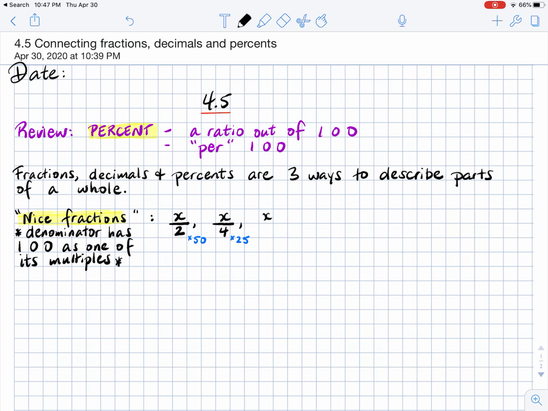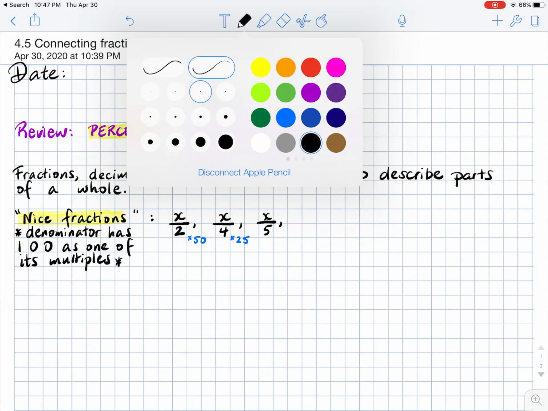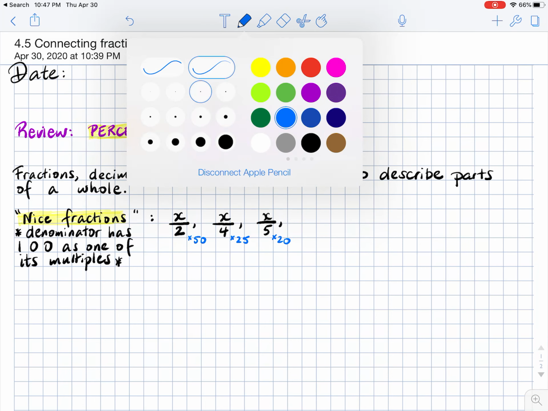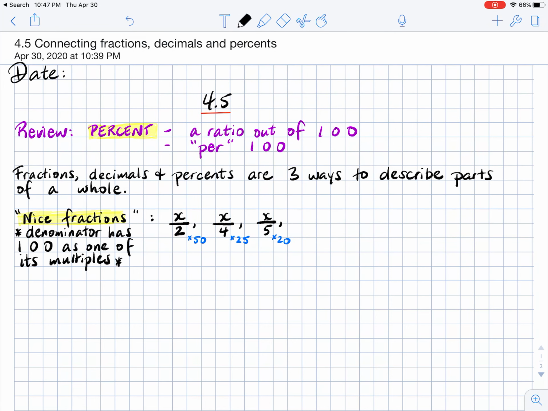Okay, x over 2, x over 4, and the next one is x over 5, so fifths, right? So again, 5 has 100 as one of its multiples. Think to yourself, how many times do you have to multiply 5 to get to 100? I know it's going to be 5 times 20. Now, if at this point you're still confused, don't worry about it. It will make more sense as we apply these to certain questions. I'm just going over all of these fractions again, whose denominators have 100 as one of its multiples. So moving along. So x over 2, x over 4, x over 5.